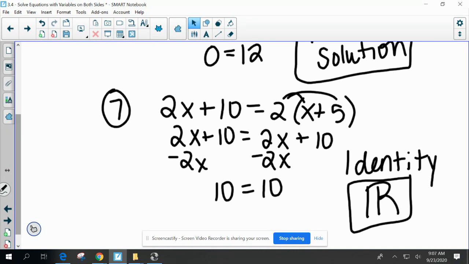You'll hear that depends on the teacher, depends on the class or the textbook or the test that you're taking. You'll either hear it referred to as all real numbers or identity, either one. Okay?